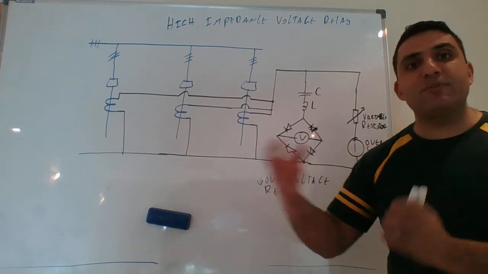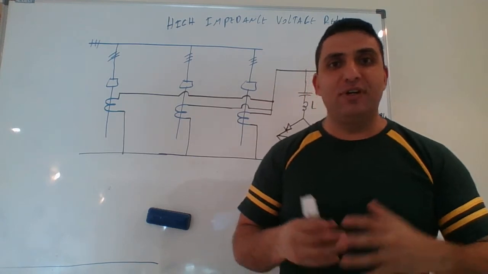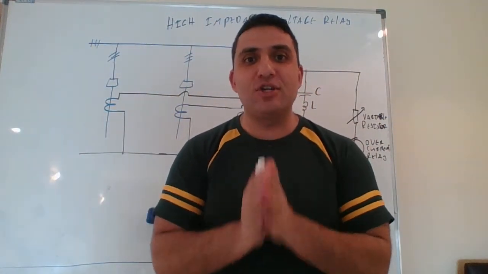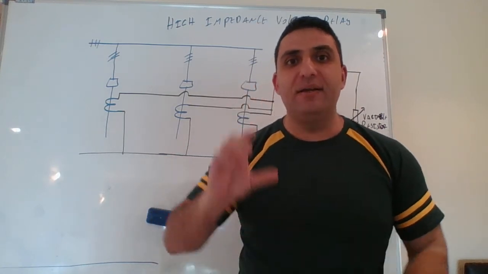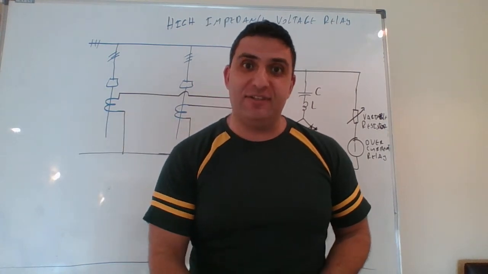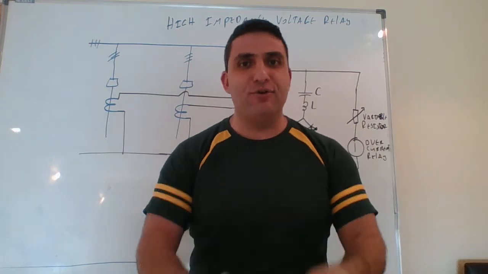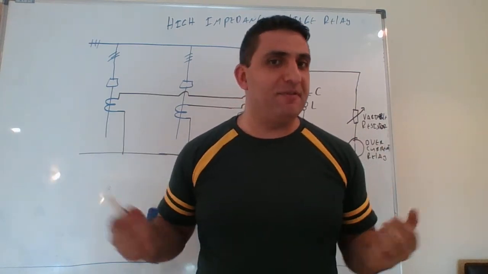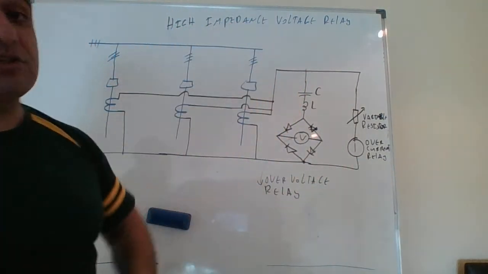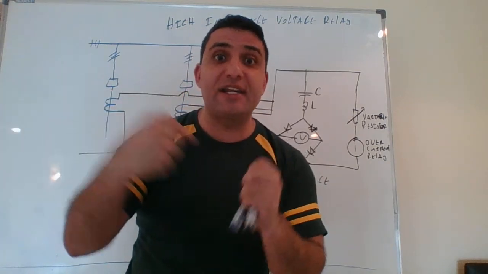Let's put some circuit analysis. Remember, as an electrical engineer, I need to be able to take this setup, put it into a circuit, so I can do circuit analysis and come up with my numbers. Previously, we did the setting for the current. I set my current, for example, ID is KIR or 0.25. Now I need to determine the voltage, because for a high impedance voltage relay, it discriminates between the voltage level if I have an internal or an external fault.